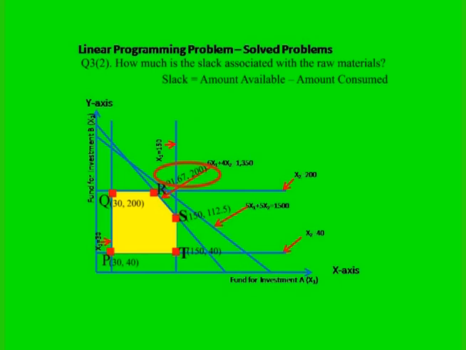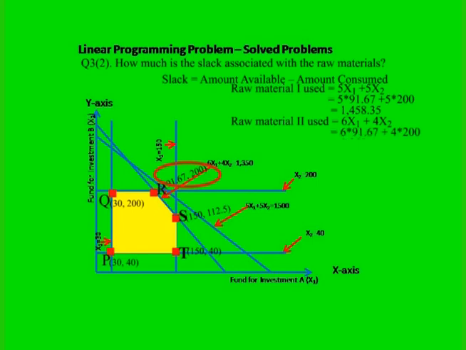The consumption of each raw material for producing the mentioned quantity of product is: raw material type 1 consumption, which is equal to 5x1 plus 5x2, which is equal to 5 times 91.67 plus 5 times 200, which is equal to 1458.35 units. Raw material type 2 consumption, 6x1 plus 4x2, which is equal to 6 times 91.67 plus 4 times 200. This is equal to 1350 units.